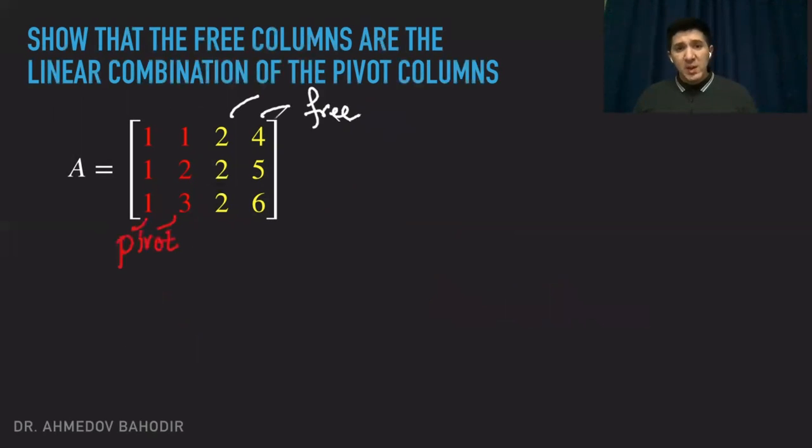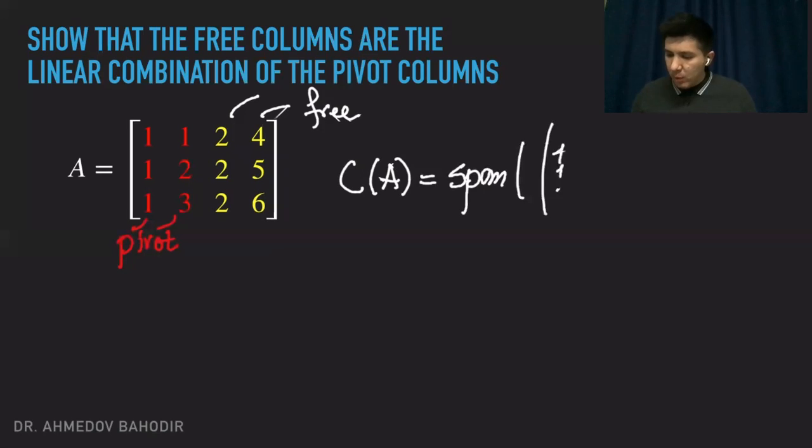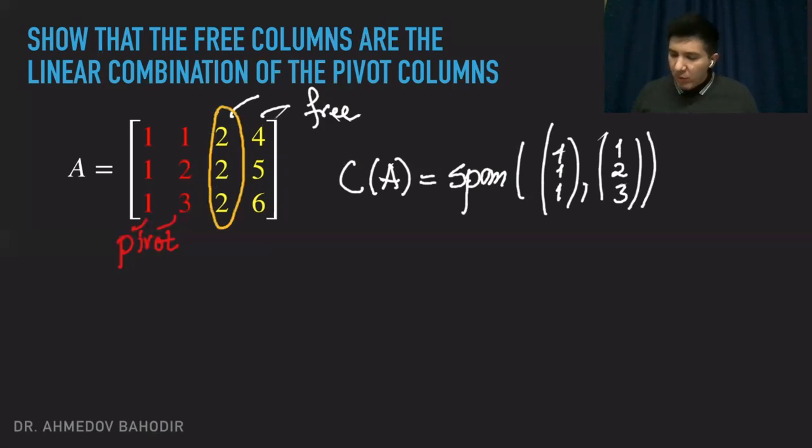So they're called the pivot columns because you can express the free columns as a linear combination of the pivot columns. Essentially, it is possible to create the column space of this matrix A by just spanning these 2 pivot columns, 1, 1, 1 and 1, 2, 3, because the third column, for example, is already going to be inside the column space. So you can express the third column by combining these first 2 pivot columns. Let's see how we can do this.